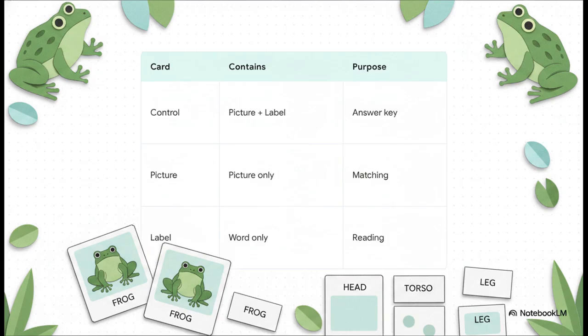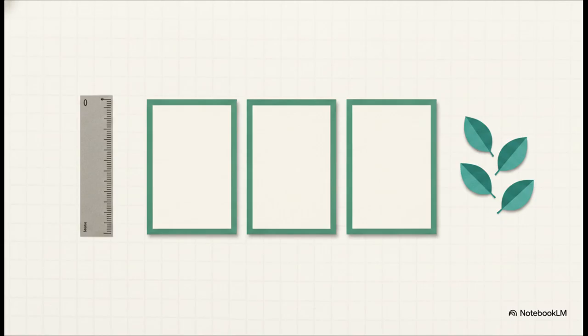Second is the picture card, which shows only the image. That one is used for matching and is perfect for your non-readers. Finally, the label card is a separate little slip showing only the printed word, which is used by emerging readers to practice their reading skills. Now, to make these truly effective, you've got to follow some pretty strict visual rules. First, stick to standard 3x5 or 4x6 index card sizes.